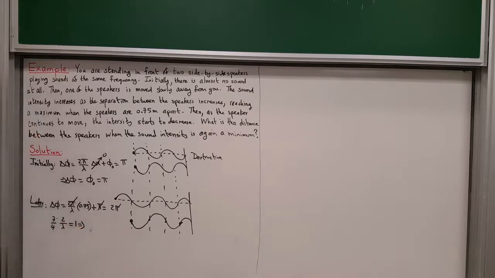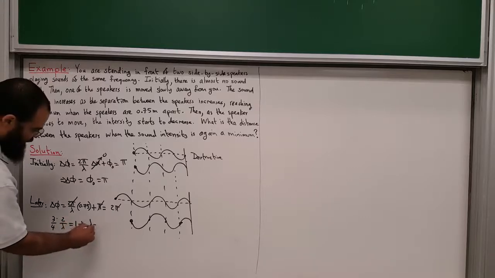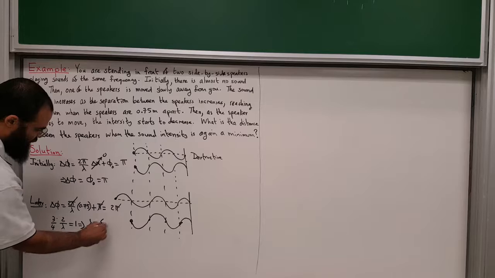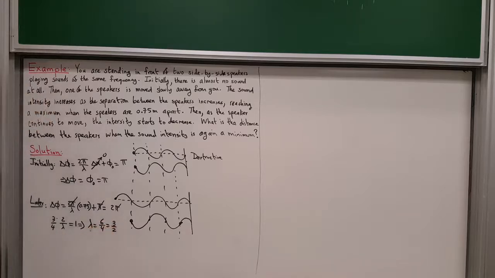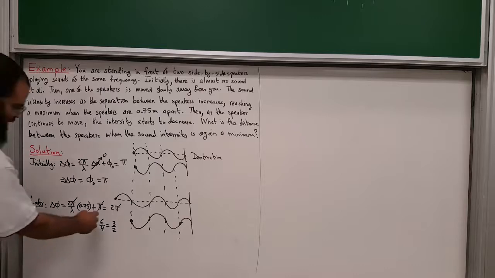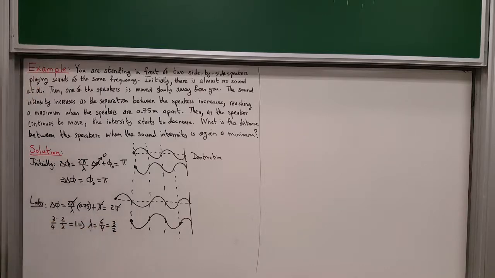And let's see what lambda is. So we get 4 lambda equal to 6, or 6 over 4 is equal to lambda. So lambda will equal 6 divided by 4, which is 3 over 2. So that's lambda. Lambda is equal to 3 over 2. All right, so lambda is 3 over 2. Now the question wasn't this.